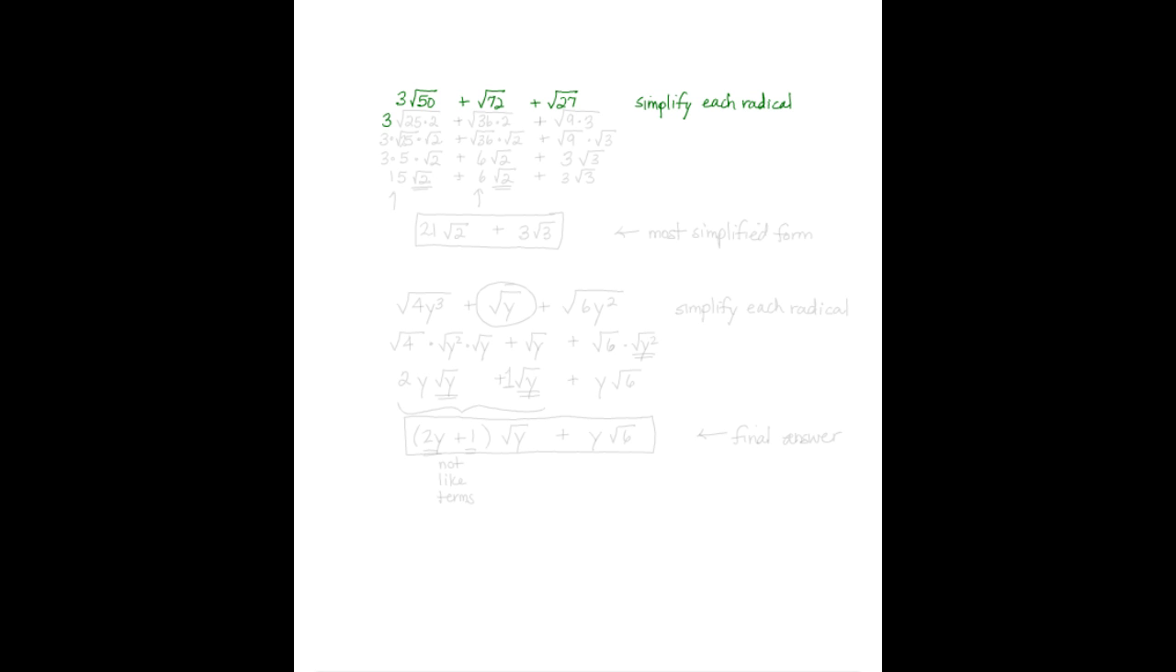We can rewrite the square root of 50 as the square root of 25 times 2. And then we have 3 times 5 times the square root of 2, or 15 times the square root of 2.